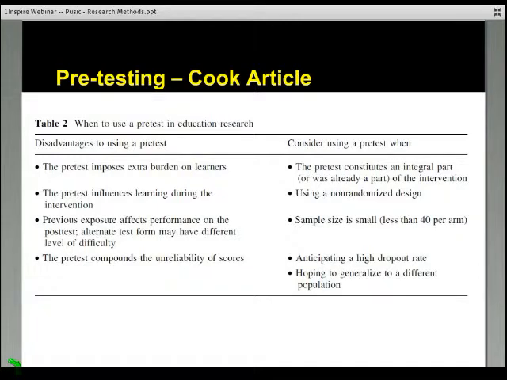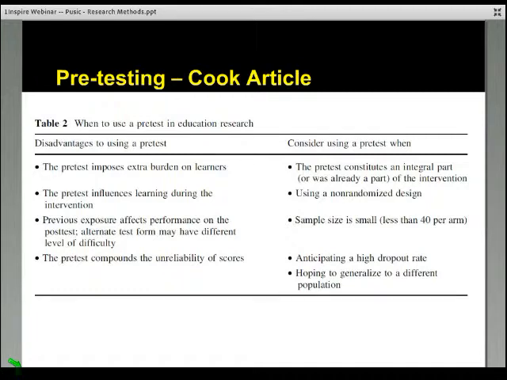Okay. Anticipating a high dropout rate. If you're going to have a high dropout rate, then you have to explain that your dropouts are no different from your participants, and so having a pretest allows you to say, on pretest scores, there was no statistically significant difference between our dropouts and our participants, and therefore we can take these findings and generalize them to all learners, as opposed to just generalizing them to volunteers that persist with the study. So having a pretest is a good thing at that point.